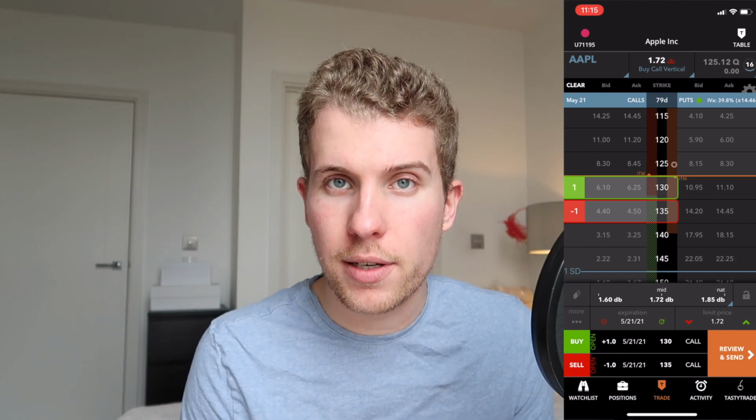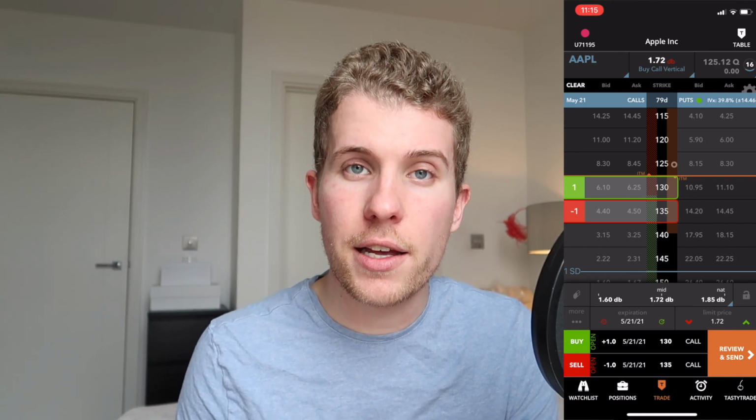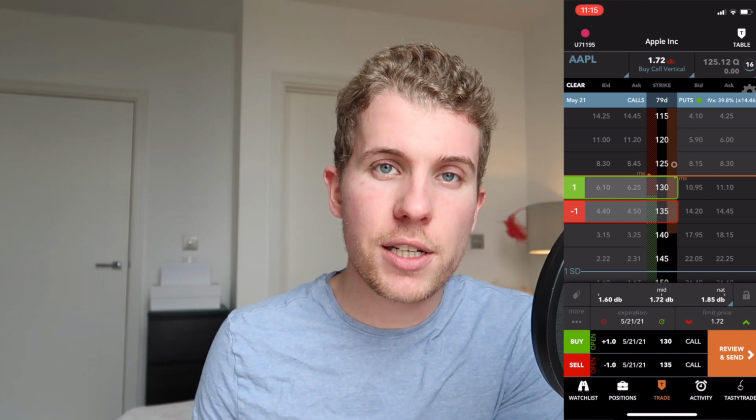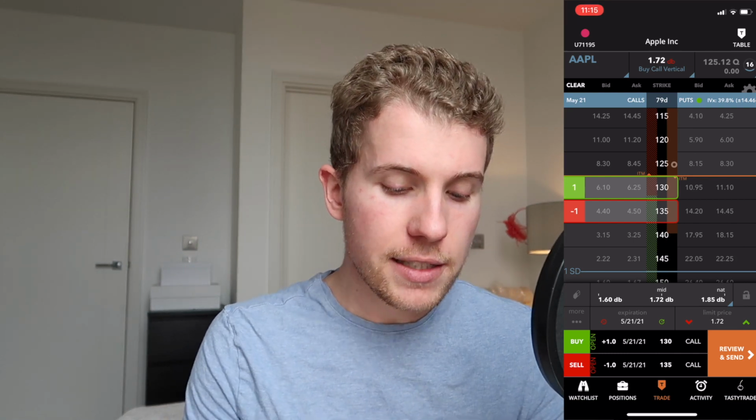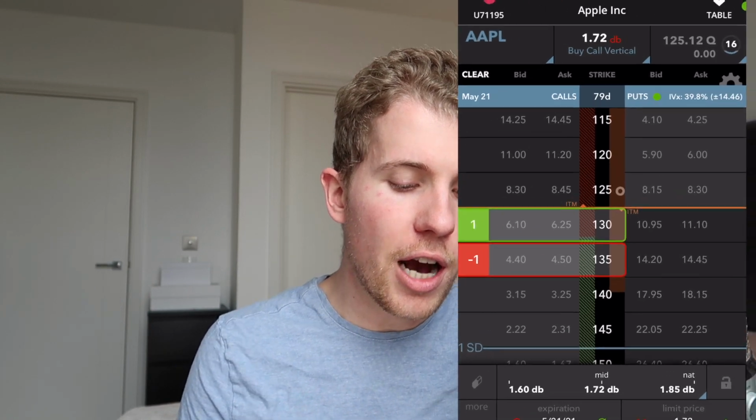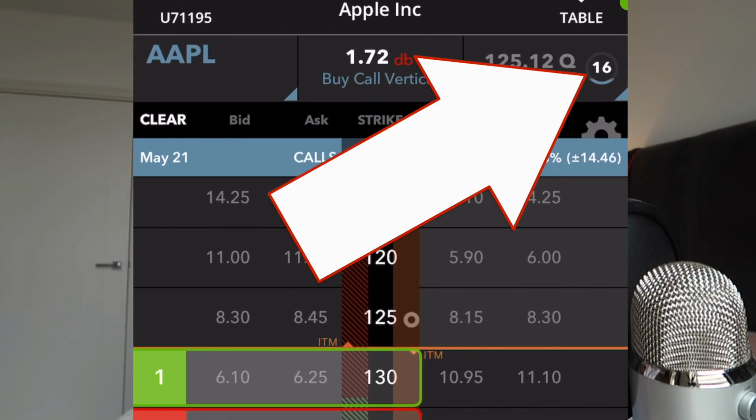The IV percentile just tells me how high or how low the implied volatility is for a stock based on the last 12 months. Right now you can see at the top right hand corner this 16 within a circle, and this refers to the IV rank, which is basically the same as the IV percentile. It's just another way of calculating the same thing.